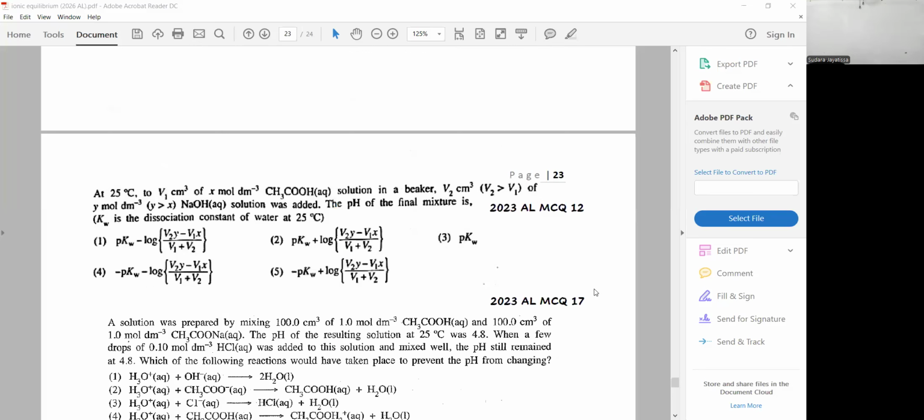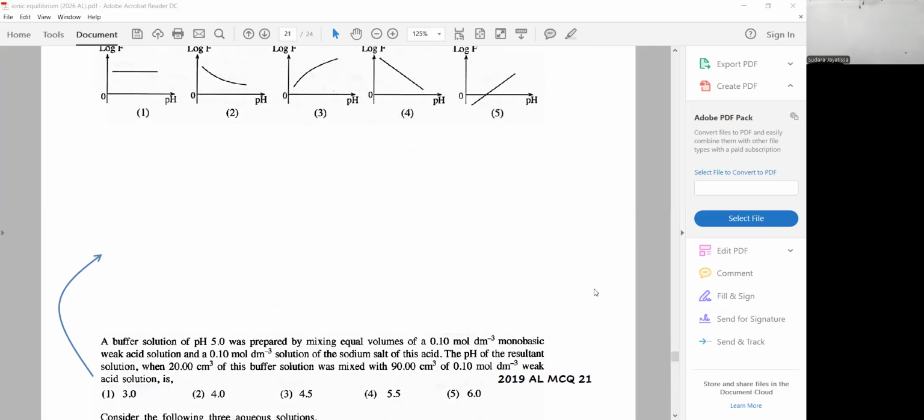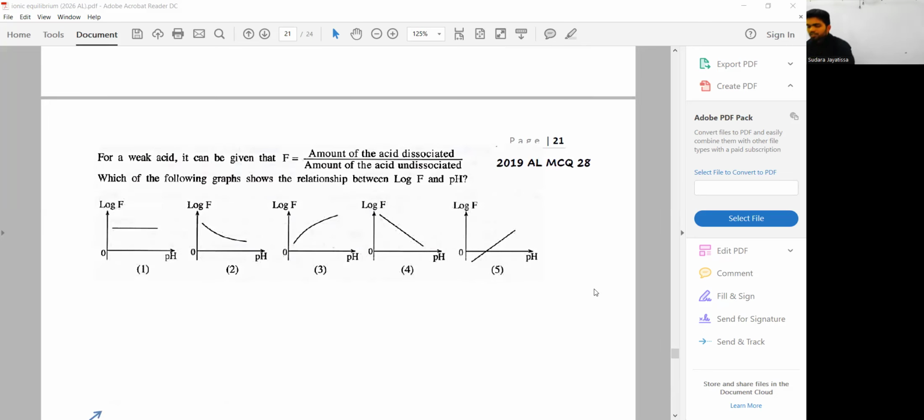2019 A level MCQ. This one. So it says for a weak acid, it can be given that f equals amount of acid dissociated over amount of acid undissociated. That's a fraction. And they're asking the relationship between log of that fraction and the pH. Okay. So now, how to think about that one?